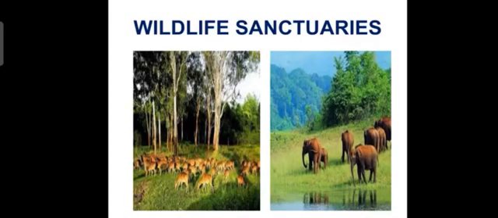Wildlife sanctuaries. Wildlife sanctuaries are areas where animals and birds can live protected and safe in their natural habitat, away from poaching or trafficking. Some examples of wildlife sanctuaries are Bhadra Wildlife Sanctuary in Karnataka, Chinnar Wildlife Sanctuary in Kerala, Kutch Desert Wildlife Sanctuary in Gujarat, Koyna Wildlife Sanctuary in Maharashtra.